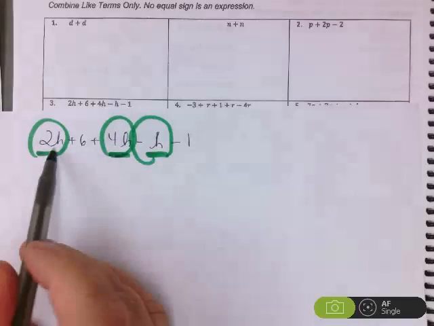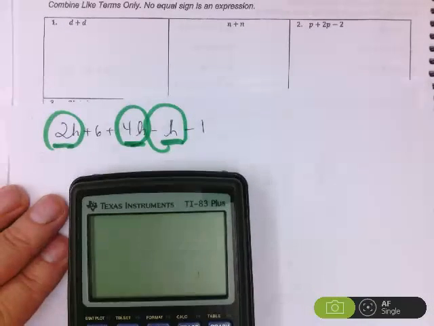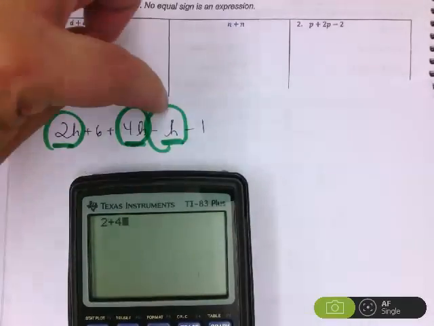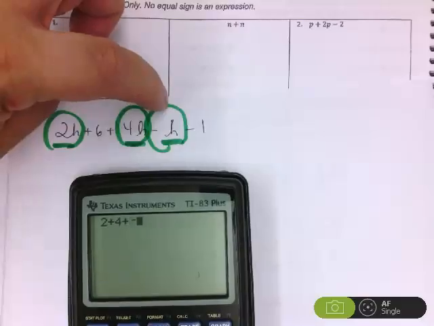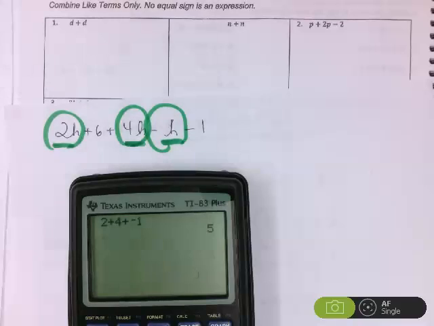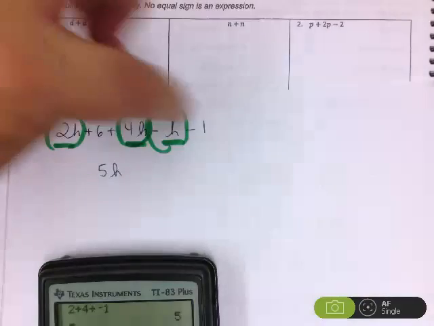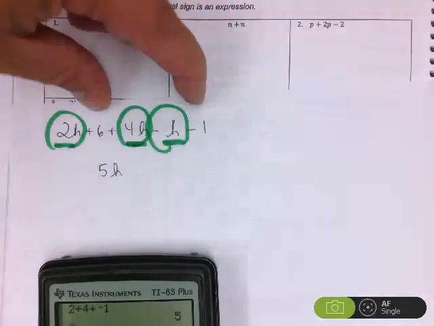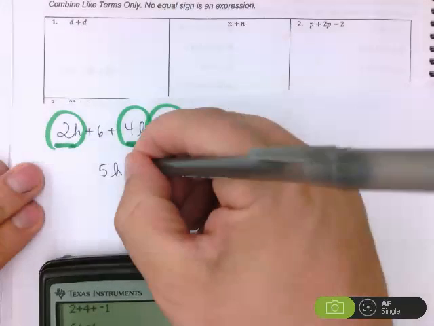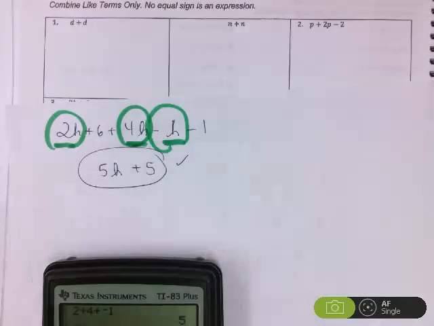So what do I have there? I've got 2 h's, and if you want to be really careful, 2 h's plus 4 h's plus negative 1 h, if you want to look at it that way. That minus goes with it. So I've got 5 h's. Then I've got a 6 and a negative 1 for this piece. So 6 plus negative 1, I'm just combining my constants, so I've got 5. So what's my simplification there? It's just 5h plus 5.